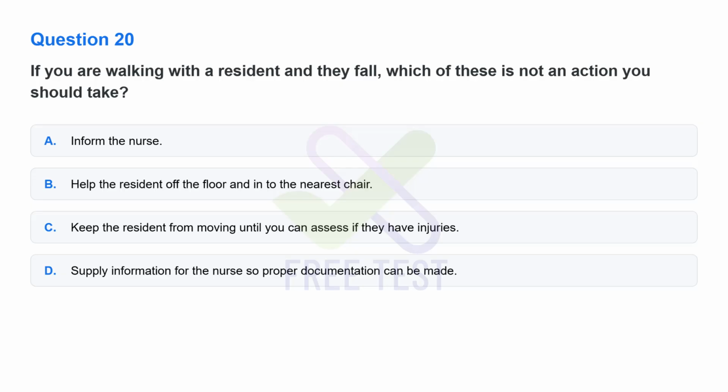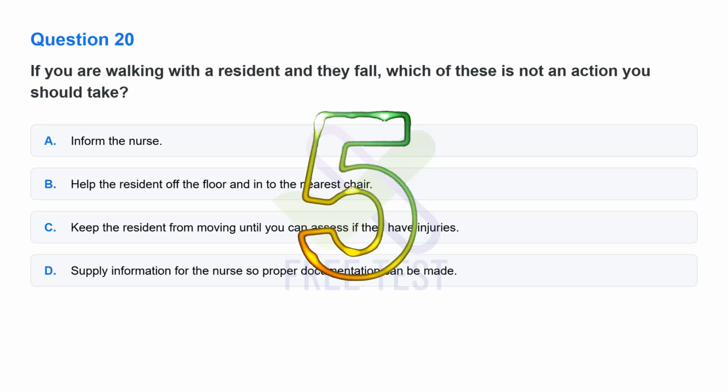If you are walking with a resident and they fall, which of these is not an action you should take? A. Inform the nurse. B. Help the resident off the floor and into the nearest chair. C. Keep the resident from moving until you can assess if they have injuries. D. Supply information for the nurse so proper documentation can be made.